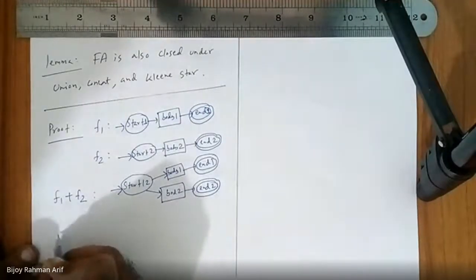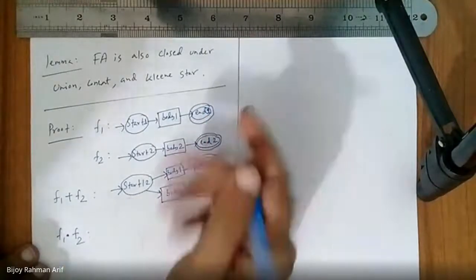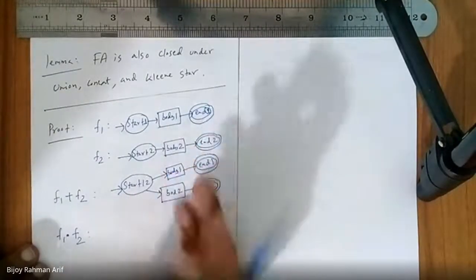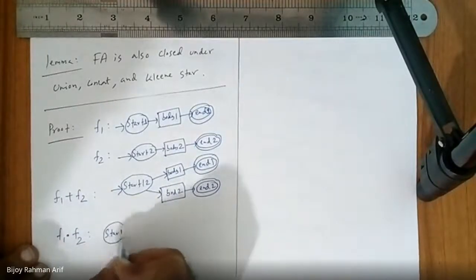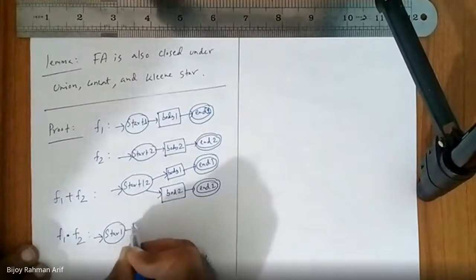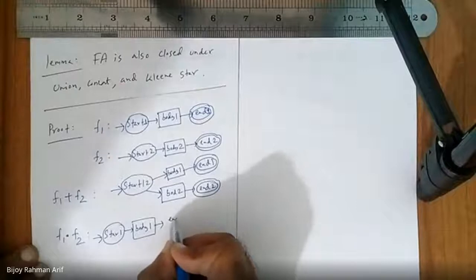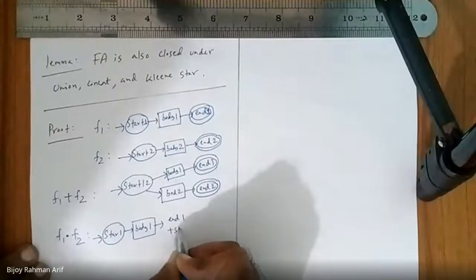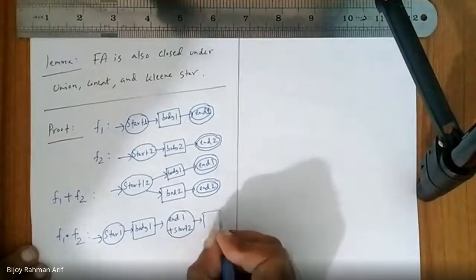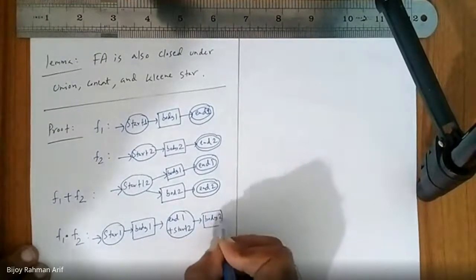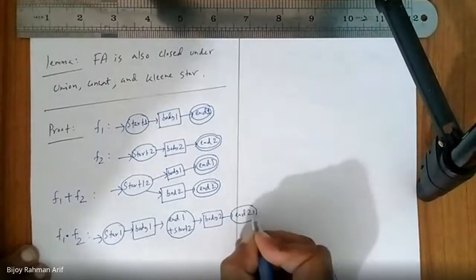Now how about concatenate? Finite automata 1 concatenate finite automata 2. In this case, start 2 and end 1 would be merged. It will be like this: start 1, body 1, then end 1 plus start 2, then body 2, then finally end 2. So this is the concat.